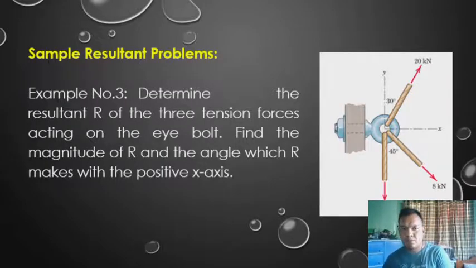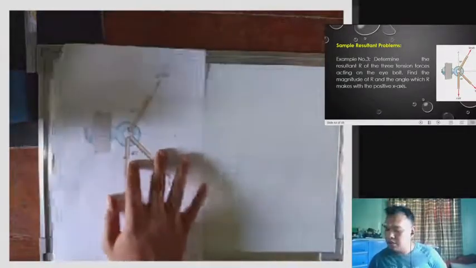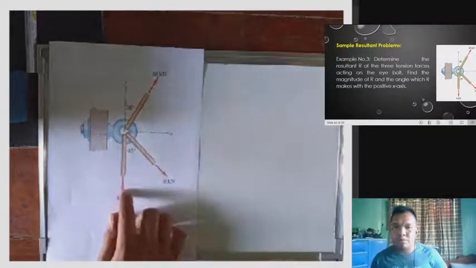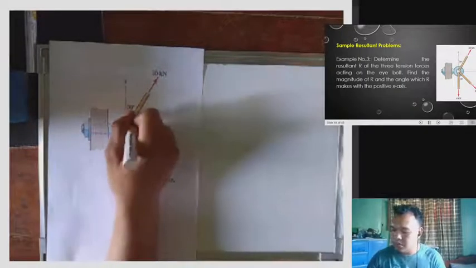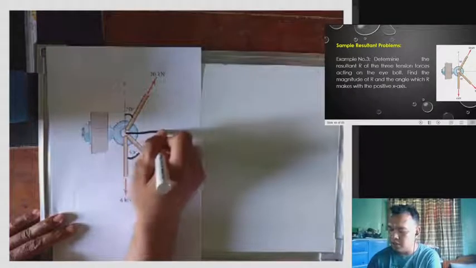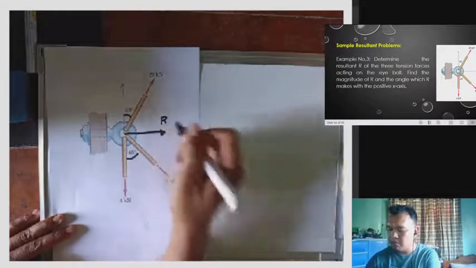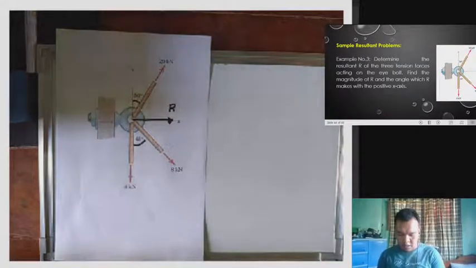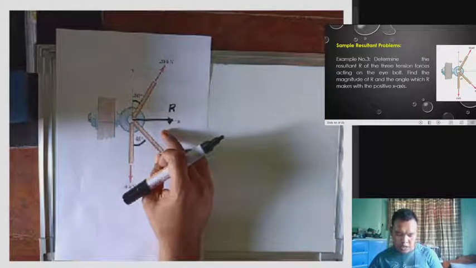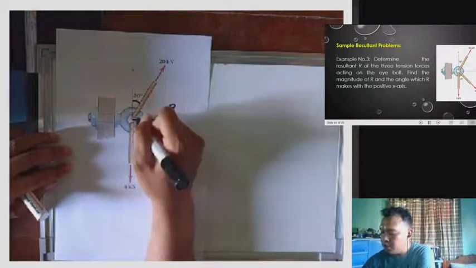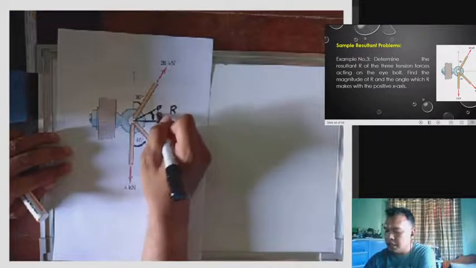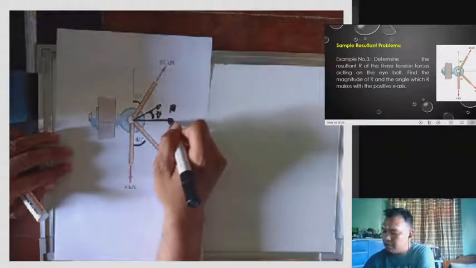Okay, next. Solution. Okay, so we have here this I-bolt, and we have three ropes with angles 45 and 30 degrees here. This is 30 degrees, this is angle 45, and the resultant force will act at this point. This is R. So, we are asked to find the value of R. Okay, so to identify, find the magnitude R and the angle which R makes with the positive angle. So, R is either in this part or this part. Then, we will get the angle theta. No? My drawing is wrong. That's wrong. Okay.